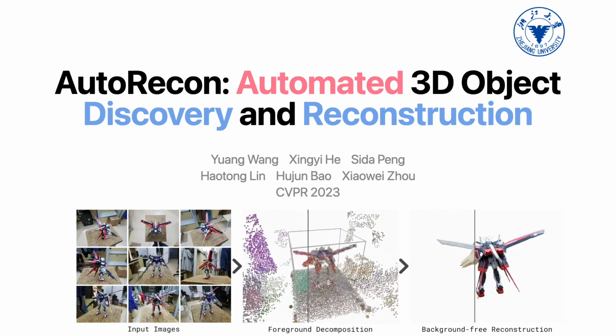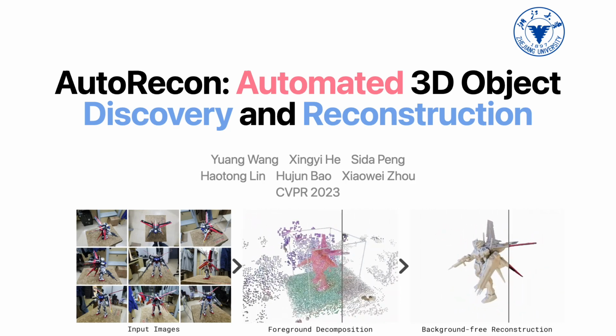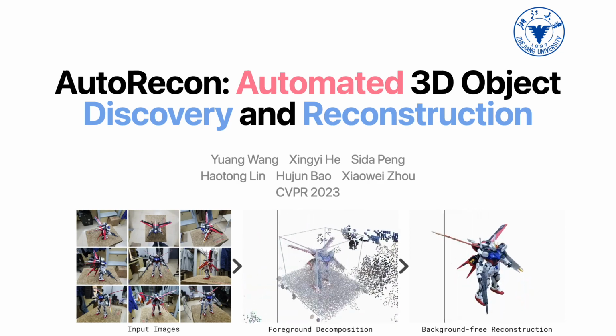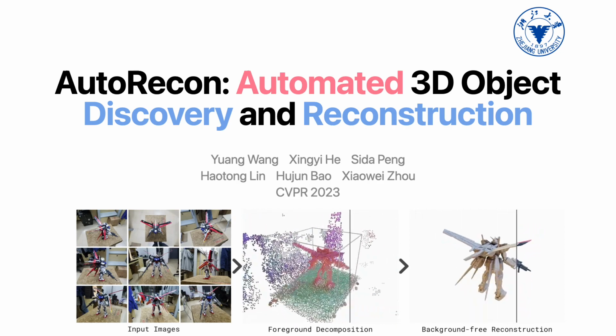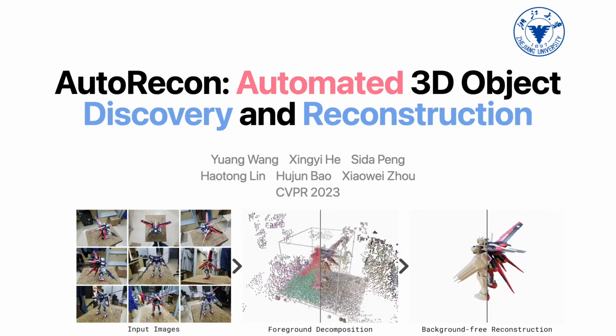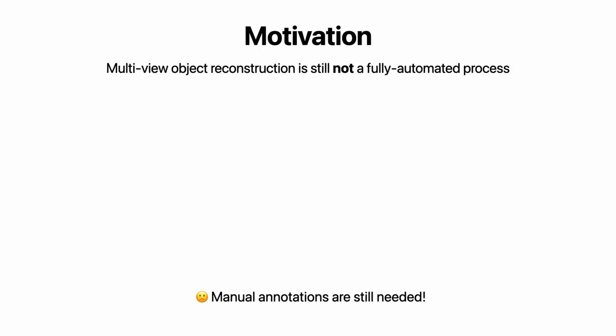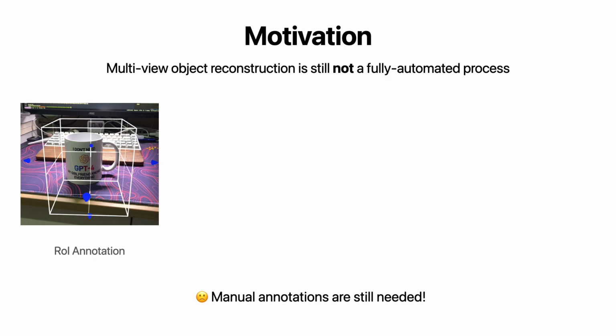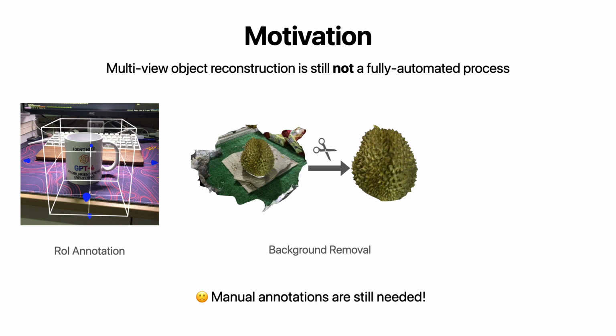We propose AutoRecon, a fully automated pipeline for 3D object discovery and reconstruction. AutoRecon achieves background-free object reconstruction without manual annotation. Current object reconstruction methods are still not fully automated. Users need to manually annotate the region of interest to be reconstructed and perform background removal after reconstruction.